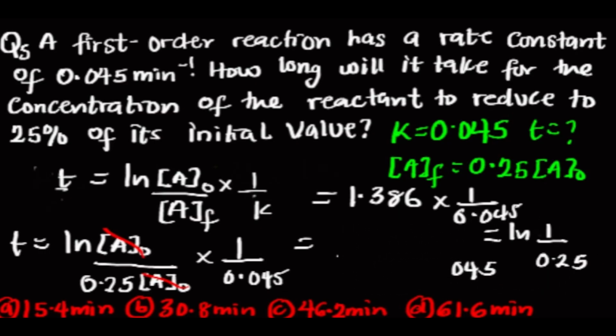So now let's go ahead and solve this. We're going to have 1 over 1.386, then divided by 0.045. Let's see what we're going to have. So here we are going to have the answer to be 30.8, right? So if we solve it, this is going to give us 30.8 per minute.